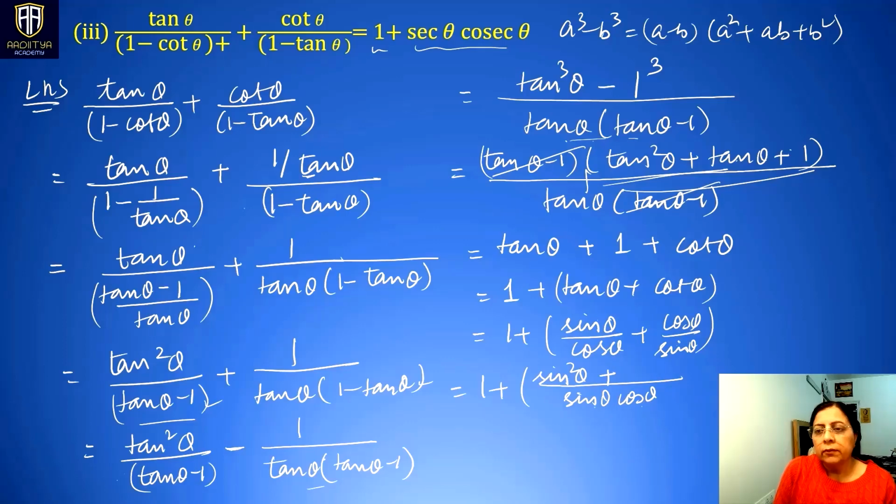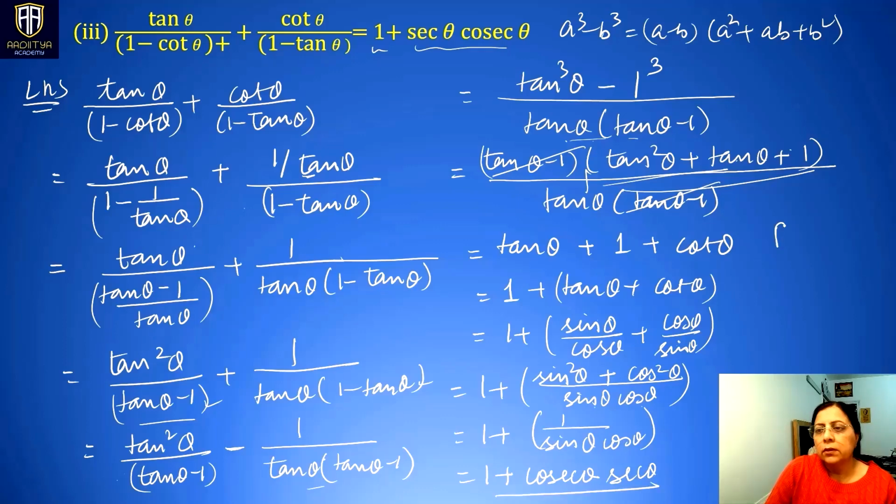Sin theta cos theta divided by sin theta is equal to cos theta. Cos theta multiplied by cos theta is cos square theta. So we have 1 by sin theta cos theta. Sin square theta plus cos square theta becomes 1. So finally we have got 1 upon sin theta is cosec theta. 1 upon cos theta is sec theta. And this is our RHS.